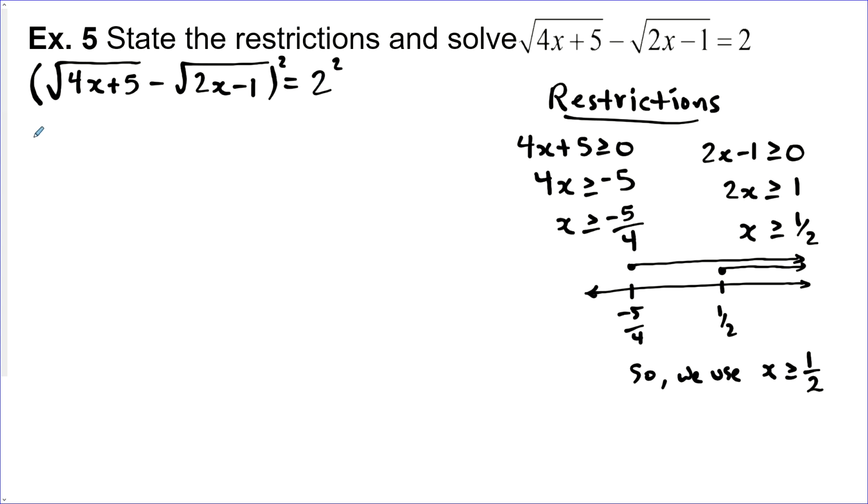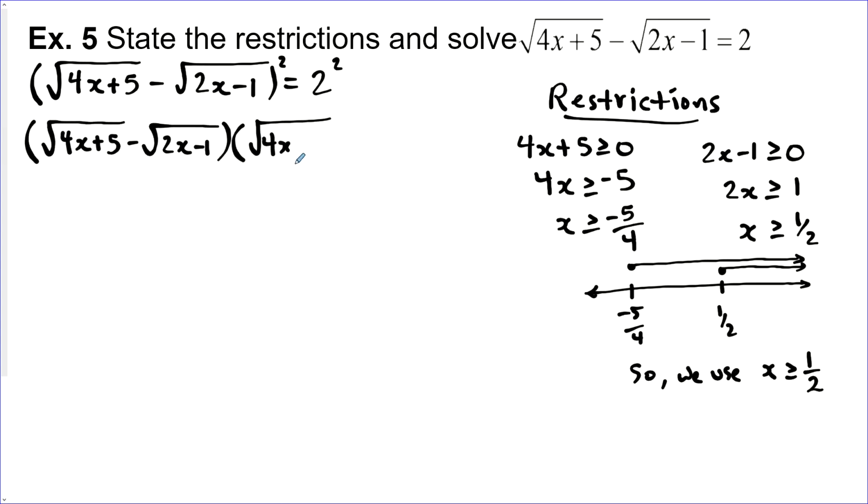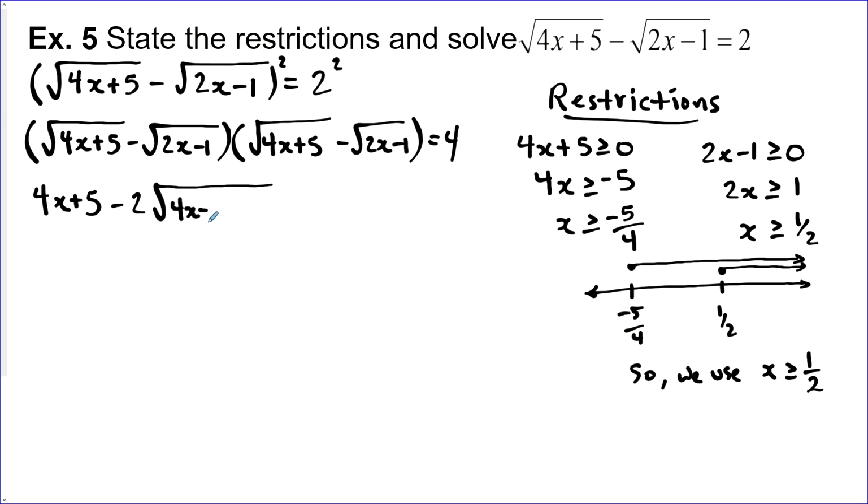I'll rewrite this because there's a lot of confusion. A lot of students think you can just square the individual terms, which you cannot. We have to use the distributive property when we're squaring binomials. So it's like this. So the whole binomial times the whole binomial equals 4. Okay, so we've got root 4x plus 5 times root 4x plus 5. That would just be 4x plus 5. Then we got this root times this root, and once again here and here. So this would be minus 2 times the square root of 4x plus 5 and 2x minus 1.